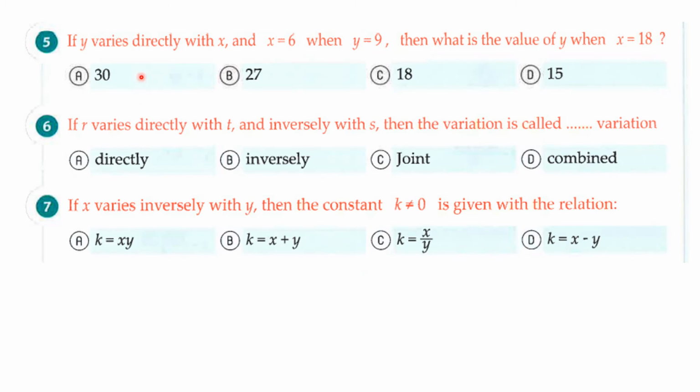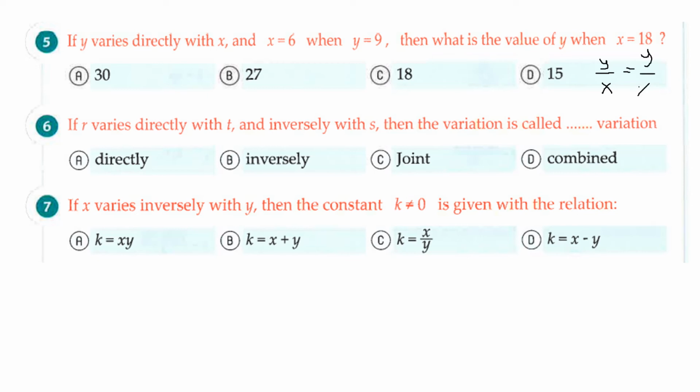Number 5, if y varies directly with x. What are we going to do for directly? It's y over x equals y over x. As we said, directly, we do it this way. And then plug in the numbers that you have, and what is missing is y, right?